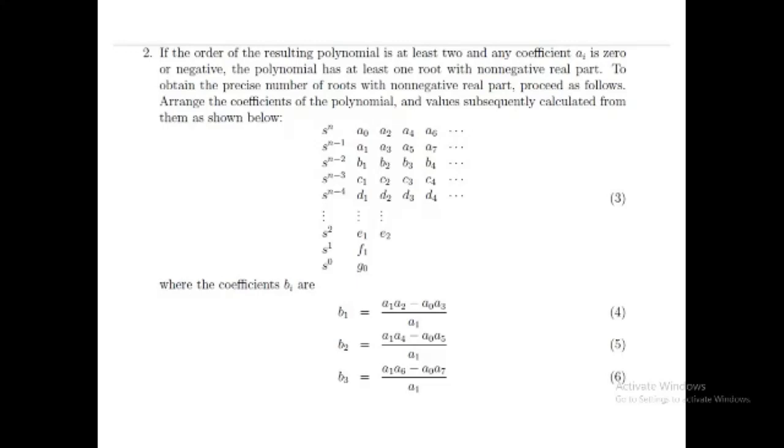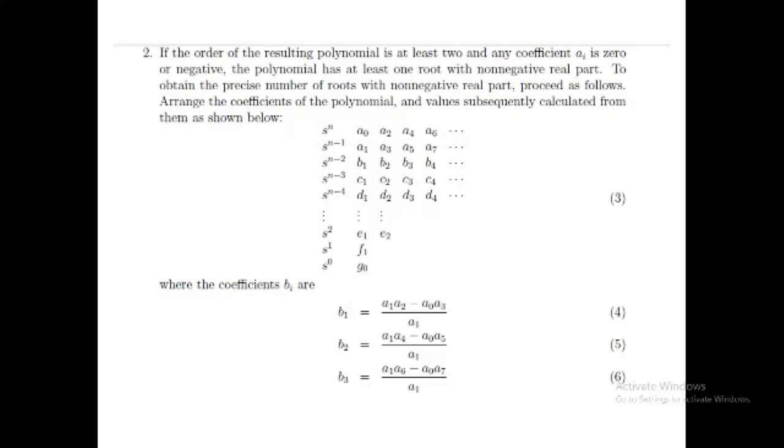Then from s to the power n towards s to the power 0 we have to proceed, where the coefficients b1, b2 and b3 we have to calculate as per: b1 is equal to a1 a2 minus a0 a3 upon a1, and b2 is equal to a1 a4 minus a0 a5 upon a1, and b3 is equal to a1 a6 minus a0 a7 upon a1. Equations 4, 5 and 6 were obtained from equation number 3 by considering a simple matrix arrangement one by one.